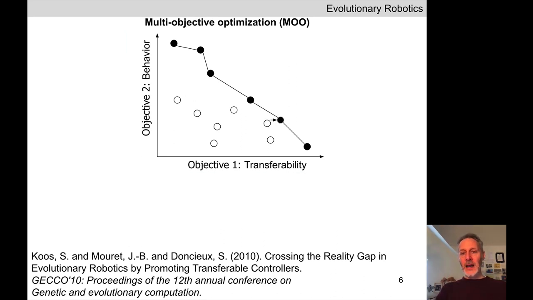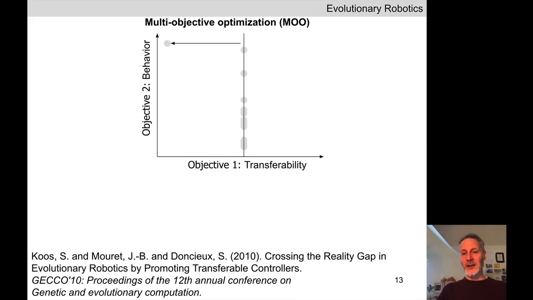Keep going, and we evolve this population, and we start to evolve controllers that cause the virtual robot to exhibit more of the behavior we want. These points start to rise in the space. And these points are also moving to the right. Generally speaking, as we take these controllers and transfer them from simulation to reality, the gap is narrowing.